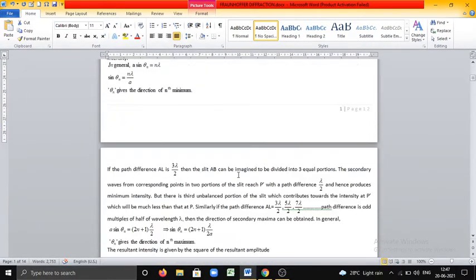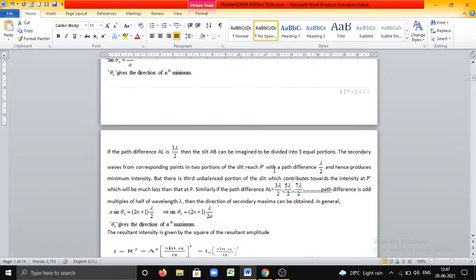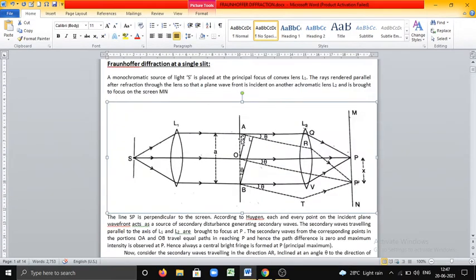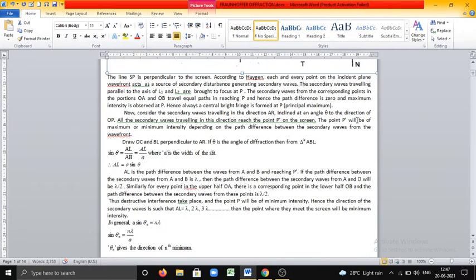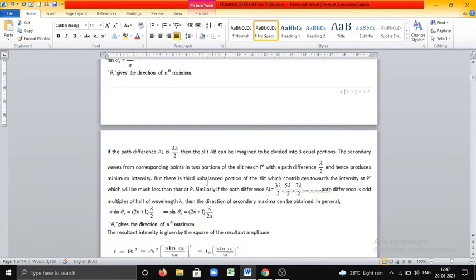And the remaining third portion, see, we can see from this diagram that from the first 2 half portions, that is lambda by 2, destructive interference takes place. The remaining third portion will produce a certain intensity at P dash. Is it not? There is a third unbalanced portion of the slit which contributes towards the intensity at P dash, and it will be much less than that at B. If the path difference is 3 lambda by 2, the first 2 parts produce a path difference of lambda by 2 and get cancelled, and only the remaining third part produces a certain intensity at P dash.